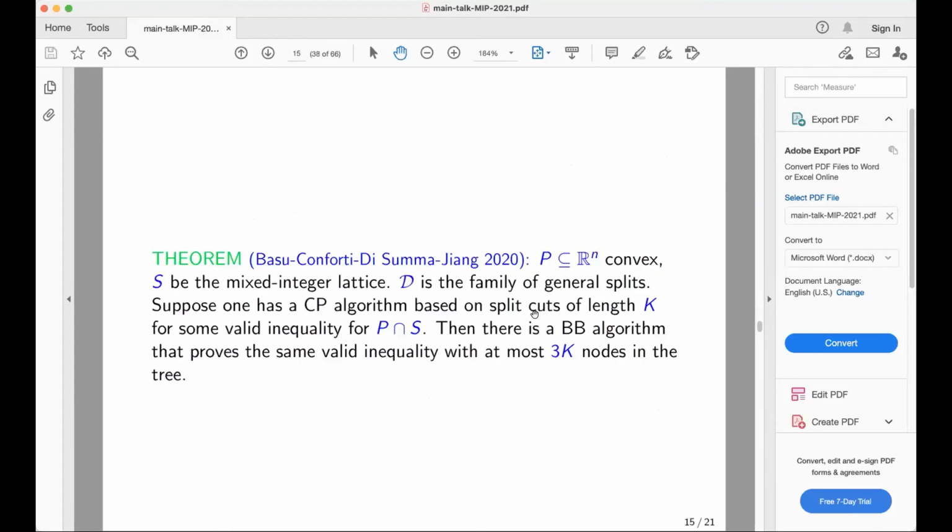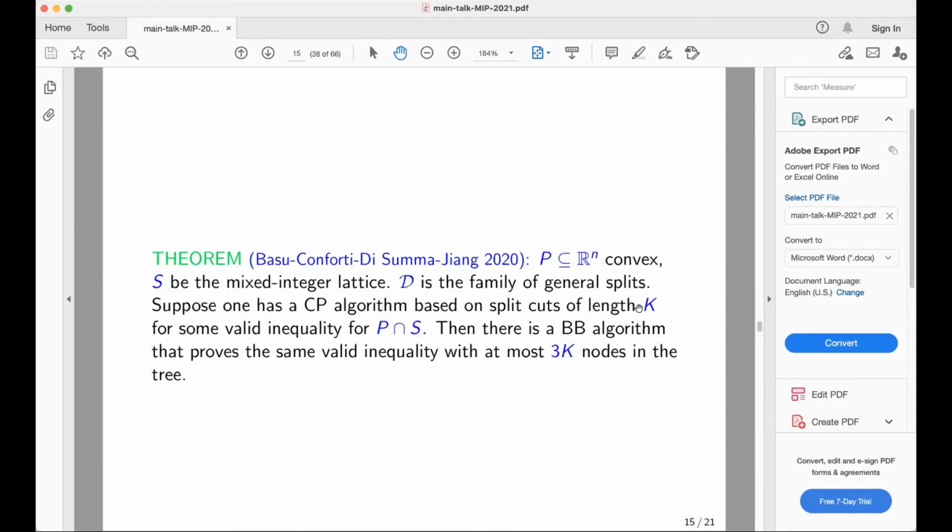Again, there's a theorem which says that if you look at general splits, if you have any cutting plane algorithm that solves the problem with k cutting planes, then there is also a branch and bound algorithm that will solve the problem with at most a blow up of size 3. So the entire branch and bound tree will have at most 3 times as many nodes as the number of cutting planes you used in your cutting plane algorithm.